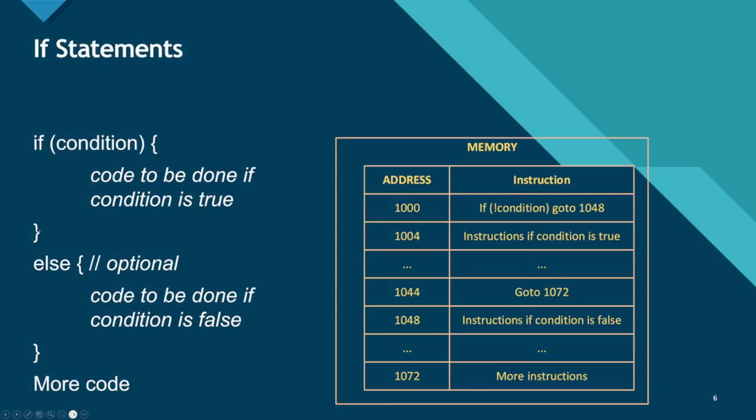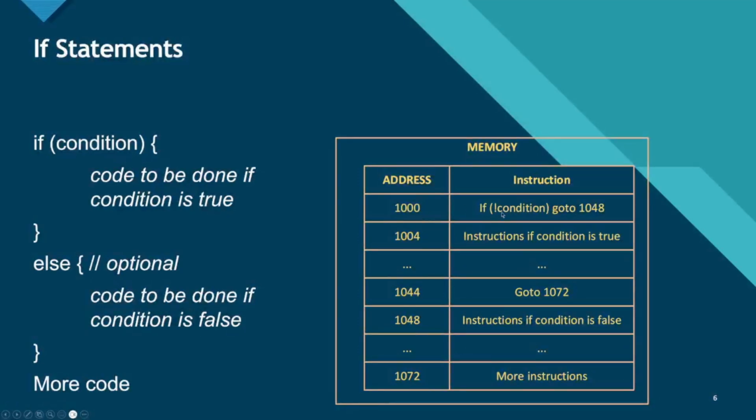On the other hand, if this condition was false, then it's going to jump down to this else statement, and it's going to look and see, okay, well, there's this code that I'm going to evaluate. So it's going to do this code. Then once it hits this brace, then it just keeps on doing this more code. So here's what that kind of looks like in memory, what the compiler is going to push into memory.